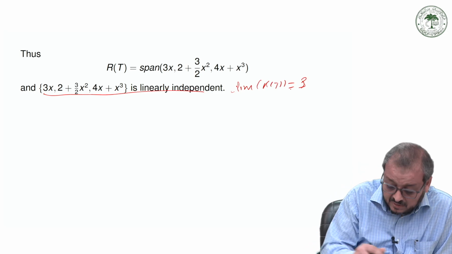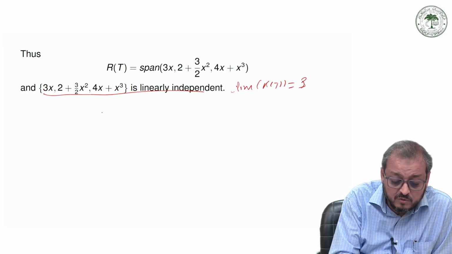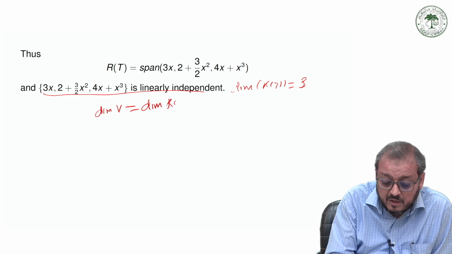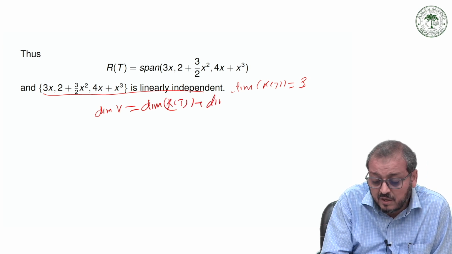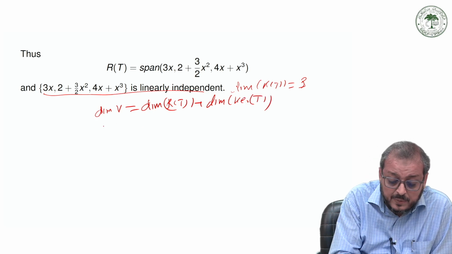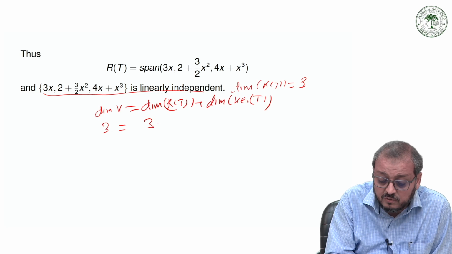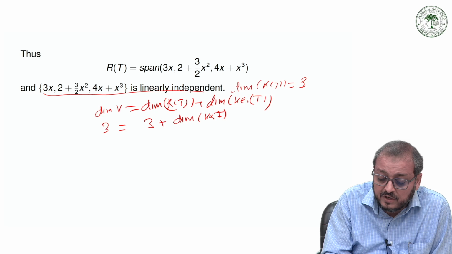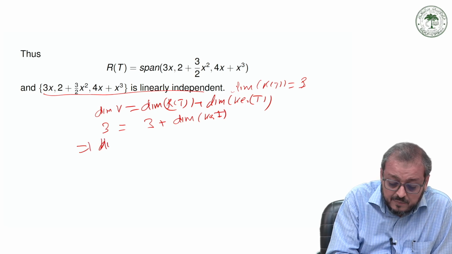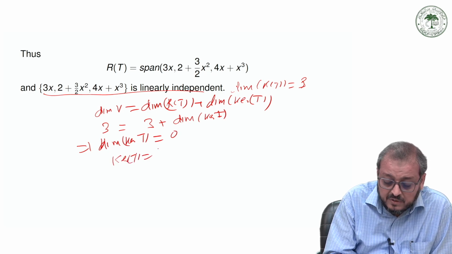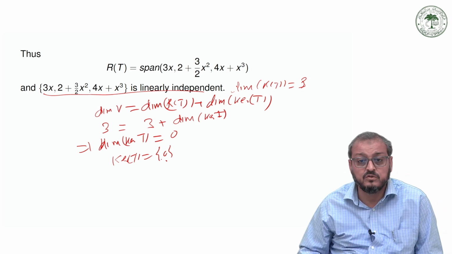And now by the rank-nullity theorem, you know that the dimension of V is the same as the dimension of the range of T plus the dimension of the kernel of T. The dimension of V is 3, and the dimension of the range of T is equal to 3. Then 3 plus the dimension of the kernel of T implies that the dimension of the kernel of T is equal to 0. This implies that the kernel of T is the zero subspace.